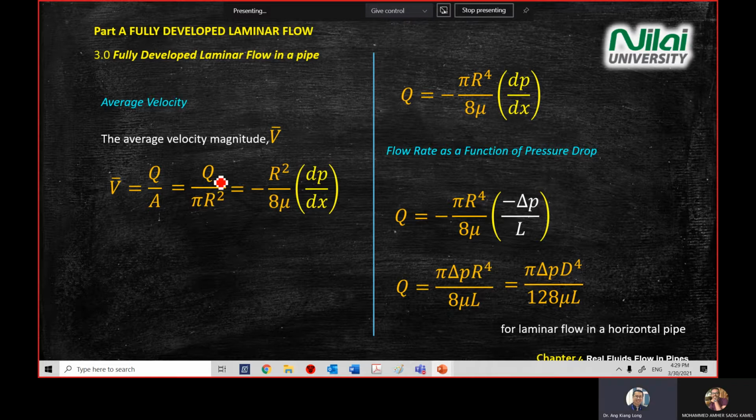You can substitute the first equation, Q, divided by pi r squared, and you get this equation: minus r squared divided by 8 mu dp dx, to get the average velocity here. Later we will substitute this one in our equation. So just remember that we have this equation, average velocity equals minus r squared divided by 8 mu, and the pressure differential at this location.